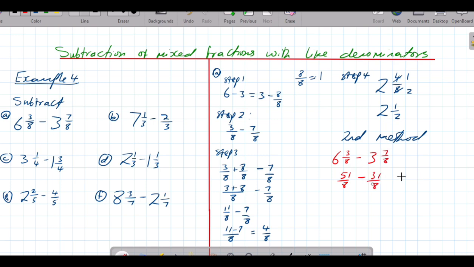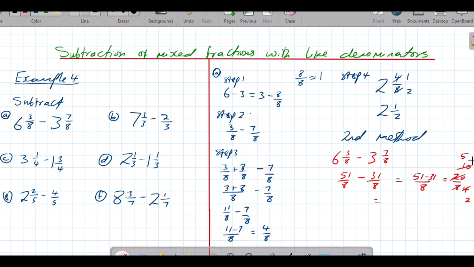So I'm subtracting this. Since they have the same denominator, we're going to rewrite our denominator. So we subtract the numerators. That's 51 minus 31. And that's going to give me 20 over 8. Now 20 over 8, we can reduce it further. 2 can go in 8 4 times, and 2 can go in 20 10 times. We can still reduce further. 2 in 10, that's 5, and 2 in 4, that is 2.